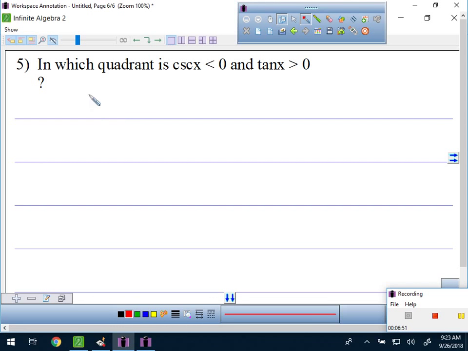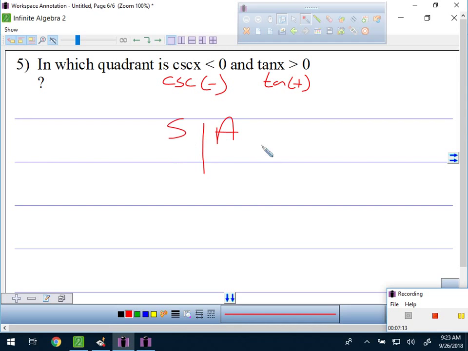All right, it says in which quadrant is, and this is what probably throw you off, it says cosecant is less than 0. Guys, that means where cosecant is negative. Where tangent is greater than 0, that means where tangent is positive. So those are what those symbols stand for. I'm going to look at A-Smart Trig class. Now remember, where people messed up on this, both of these things have to happen. So I'm going to start with the first one. Where is cosecant negative? Now keep in mind, cosecant goes with sine. So where is cosecant negative?